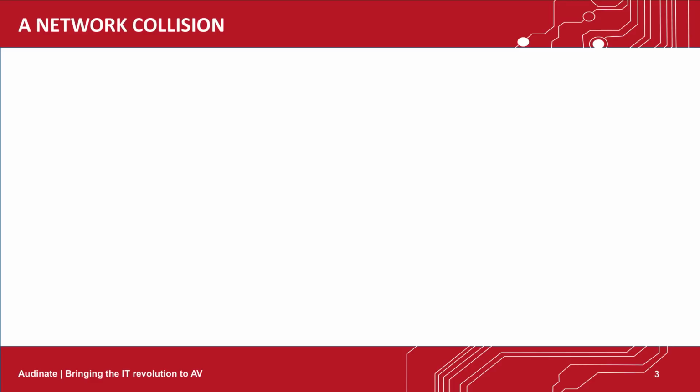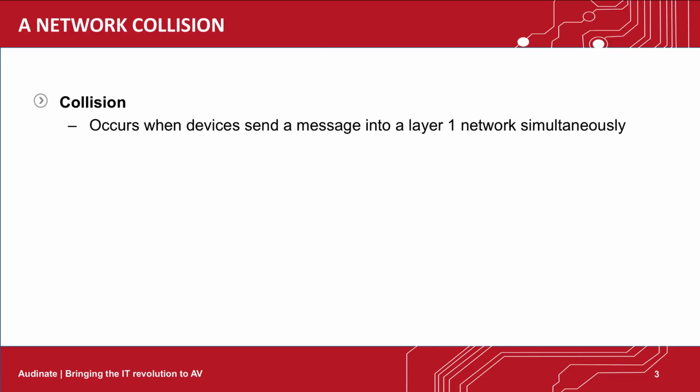When talking about Layer 1 networks and broadcast messages, we have to look at the issue of network collision. A collision occurs when two or more devices send a message into a Layer 1 network simultaneously. This is not a desirable condition. When this happens, the bits being transmitted get jumbled up and there's no way for the infrastructure to separate them out. So the result of that is complete nonsense.